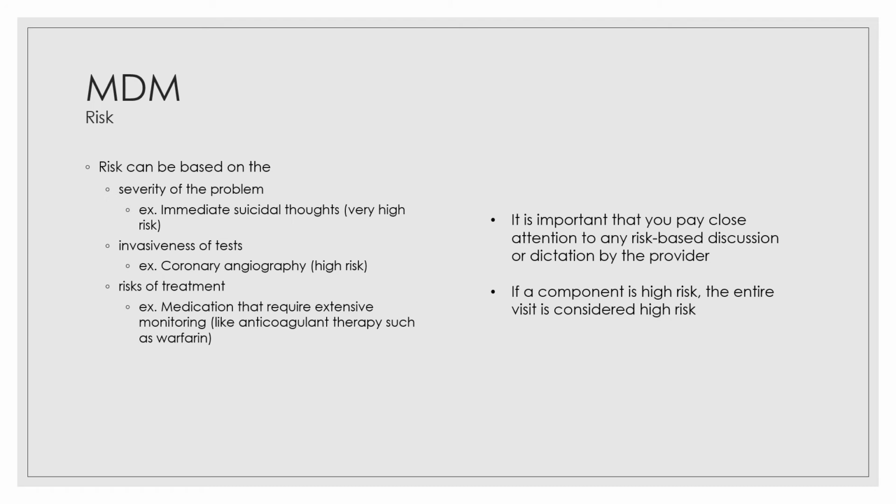And risk. Risk can be based on the severity of the problem, something like immediate suicidal thoughts, considered very high risk, or the invasiveness of tests, something like CT angio, or the risk of treatment, so a medication that requires extensive monitoring, like anticoagulant therapy, such as warfarin, or TPA if you've had an ischemic stroke. It's important that you pay close attention to any risk-based discussion or dictation by the provider. If a component is high risk, the entire visit is considered high risk.